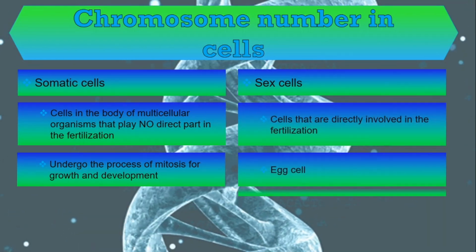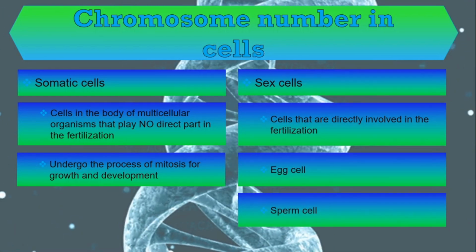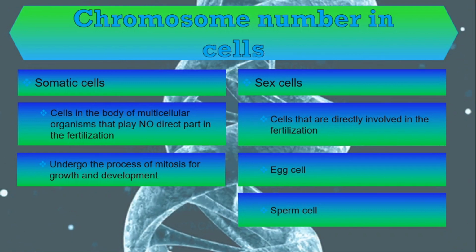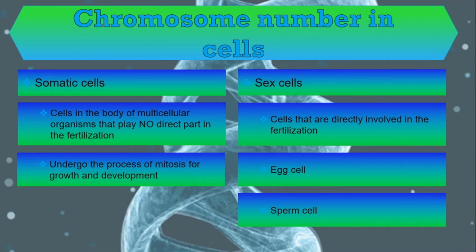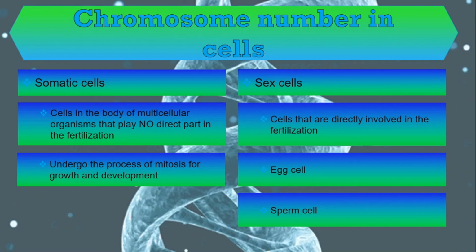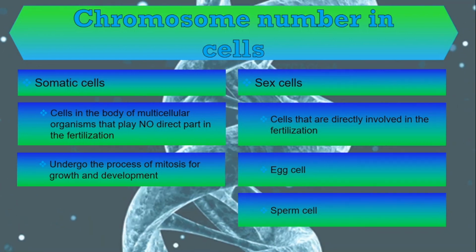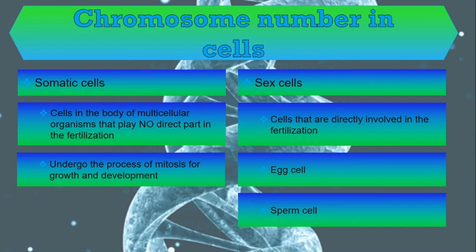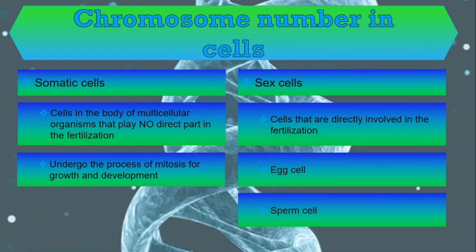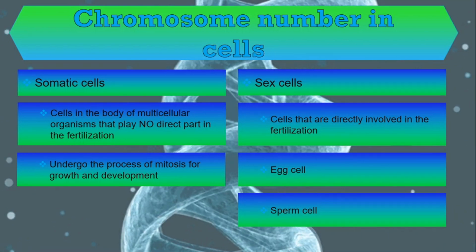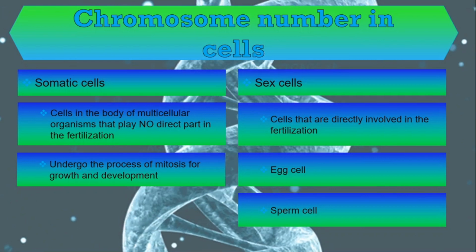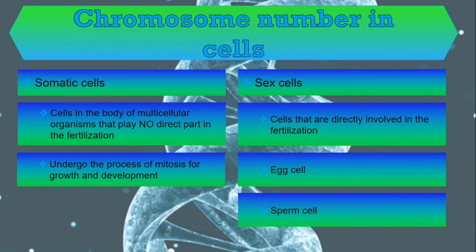On the other hand, sex cells are directly involved in fertilization. There are two types of sex cells, the egg cell and the sperm cell. A sex cell that undergoes meiosis contains one set of chromosomes. These cells are called haploid. The matching pair in the diploid cells are called homologous. In humans, the diploid number of chromosomes is 46 and the haploid number of chromosomes is 23.